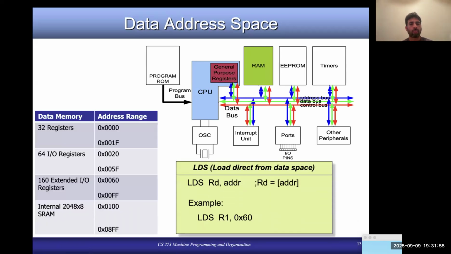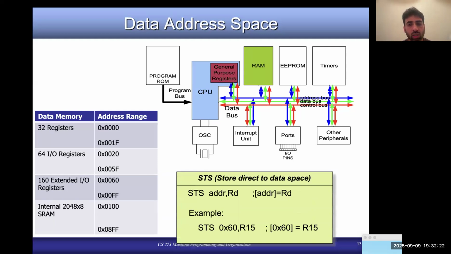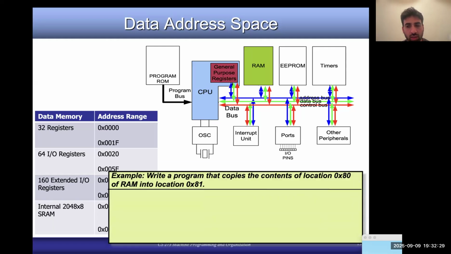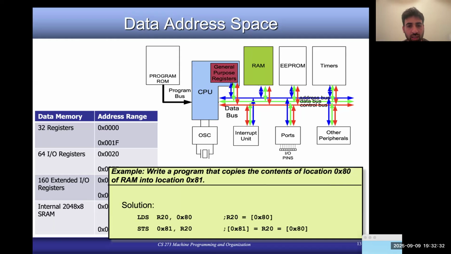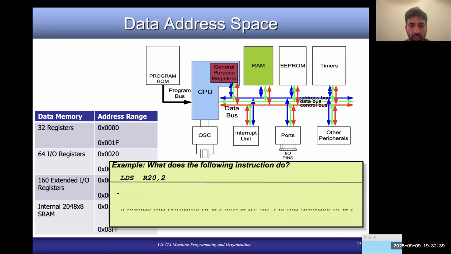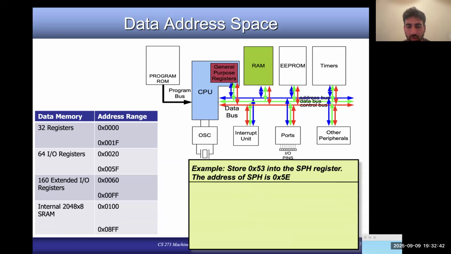Last time we were covering the assembly language instructions for programming the AVR microcontroller, and we covered a couple of instructions. For example, LDS, which stands for load direct from data space. I'm just going to give you a quick recap so that we can continue with today's lecture. The other instruction we covered was store direct to data space, or STS. Then we had a couple of example programs involving LDS and STS instructions, and some examples about add.